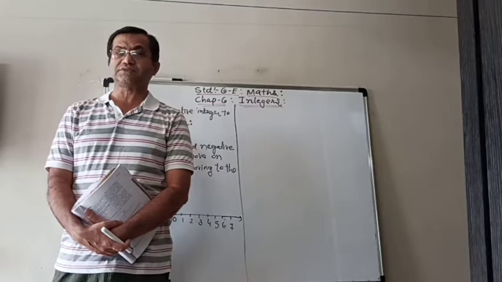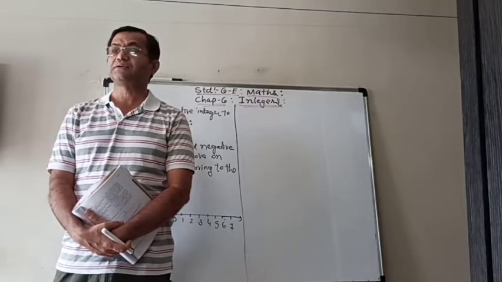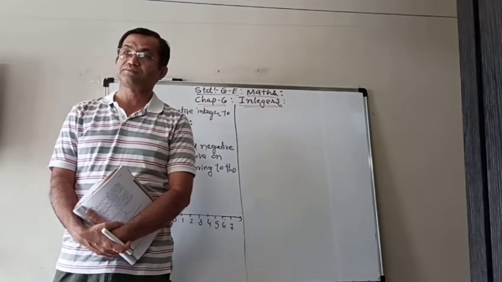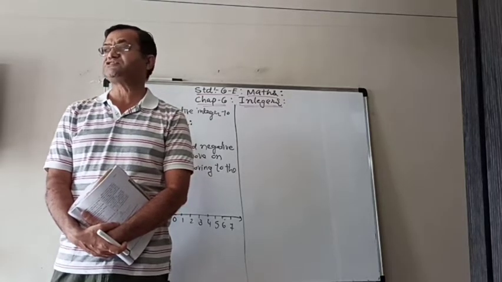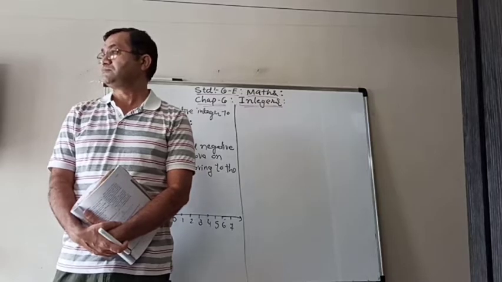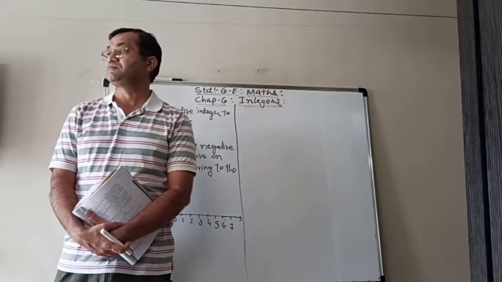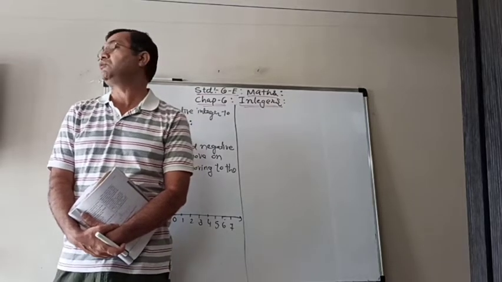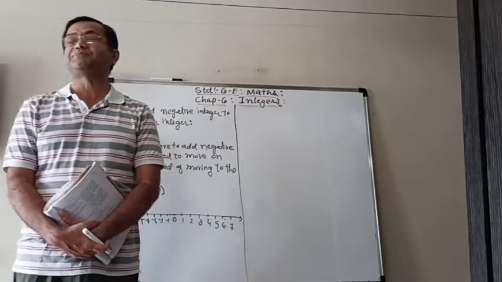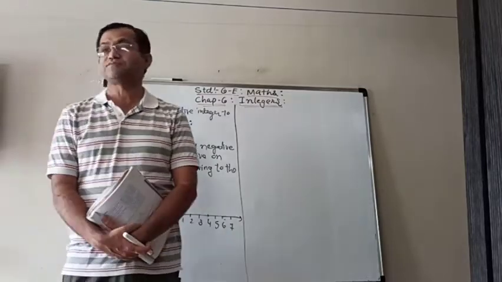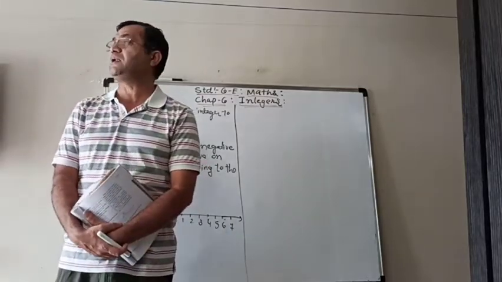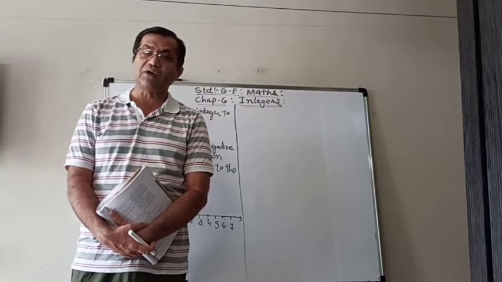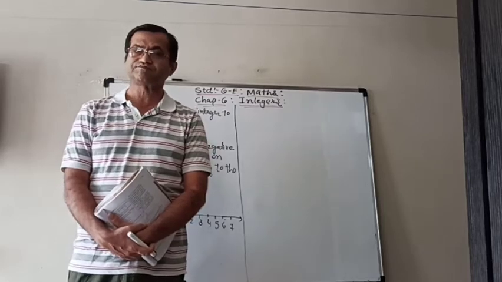But sometimes we need to add negative integers to any other integers. In this situation, what can we do? Because when we add, generally we have to move toward the right side, because as you go right side we get bigger numbers. So adding means we have the idea of moving to the right side.